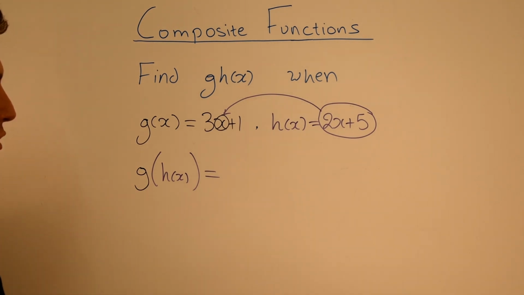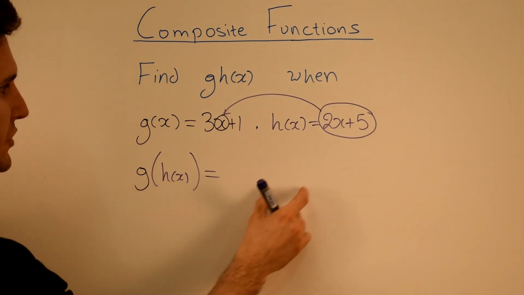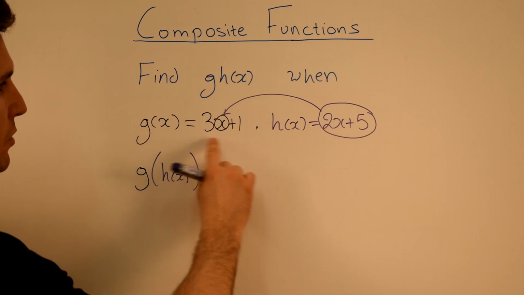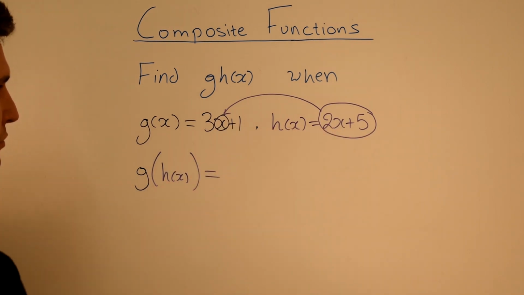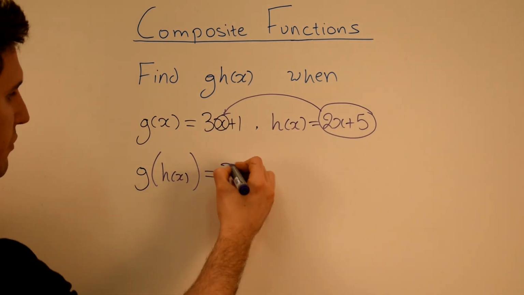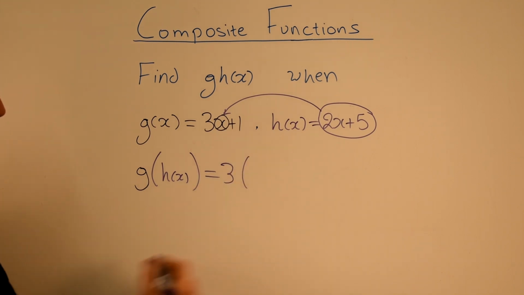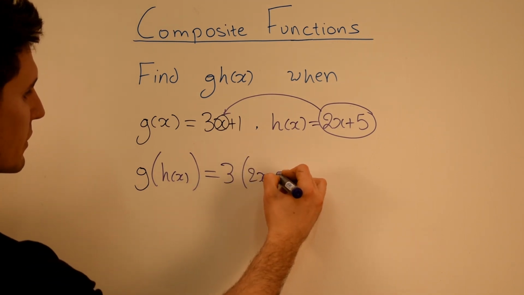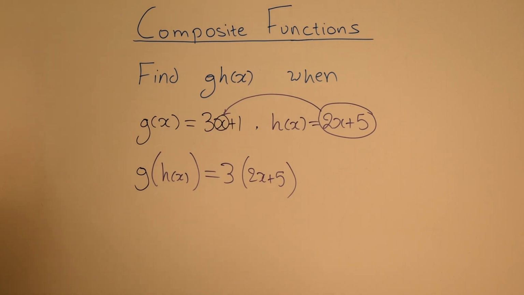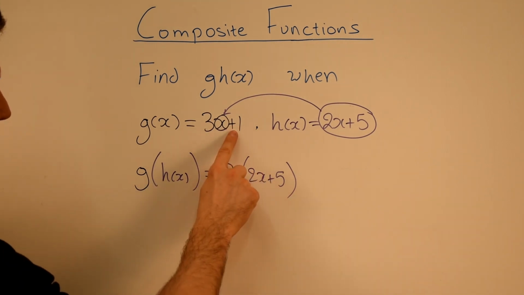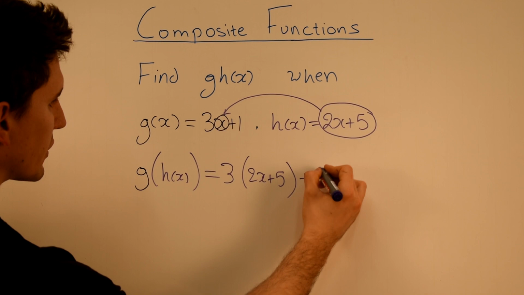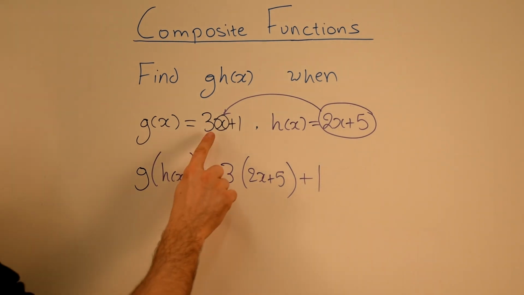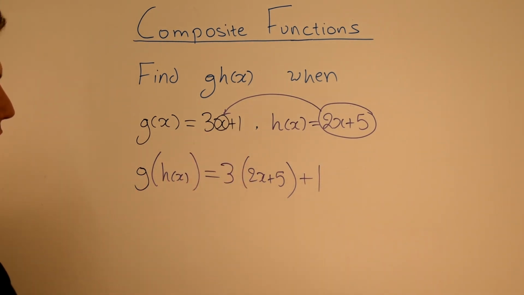Now to write that down properly, we need to make sure that we put brackets around this expression because a 3 will get multiplied with this entire expression. Therefore we have to write down 3 times brackets 2x plus 5 and then we close the brackets. Let's not forget we've got this plus 1 that we need to write down at the end of this expression. So notice instead of 3x plus 1 we have 3 times 2x plus 5 plus 1.